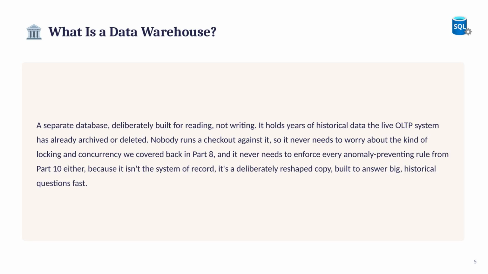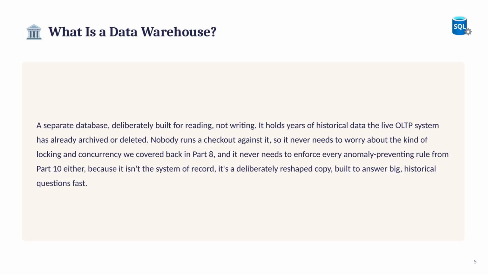covered back in Part 8 at all, and it never needs to enforce every single anomaly-preventing rule from Part 10 either, because it isn't the system of record, it's a deliberately reshaped copy of the data, built specifically to answer big, historical questions fast, at the cost of not being the place anyone actually places an order.